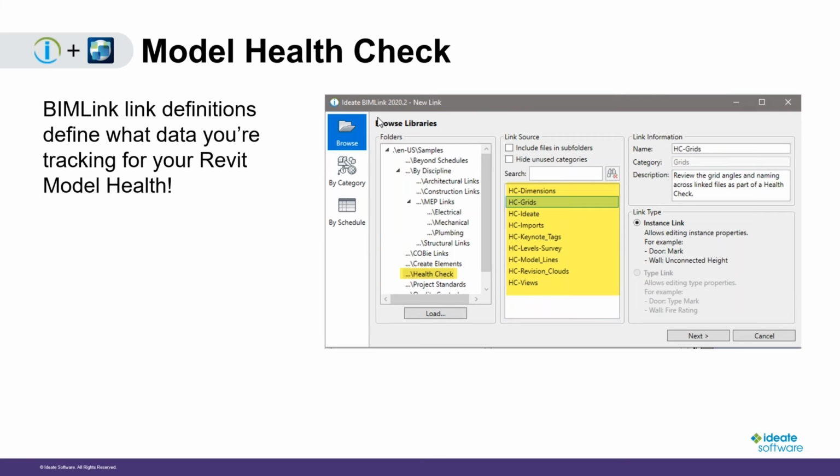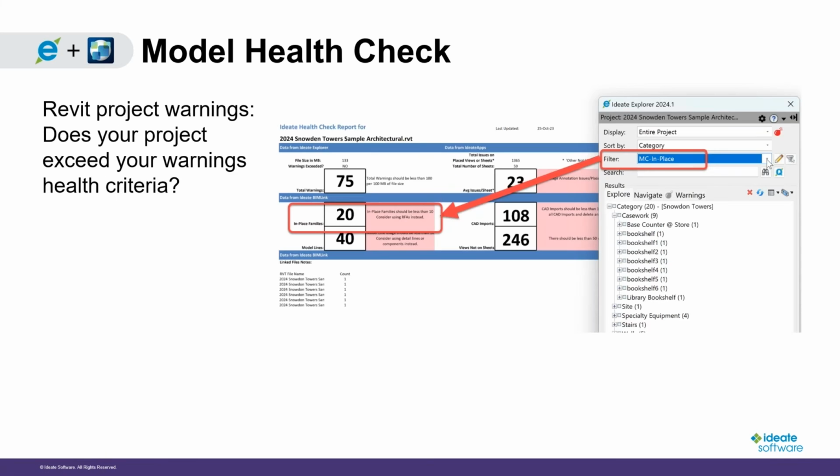Next, we have health check, in a similar fashion to all the other ones. There are HC, which is health check, definitions on the stuff that we are looking to track, and all this information is getting exported from BIMlink. Other health check information that we track, for example, is in-place families. So that's what that kind of looks like. You can even verify with our other tool, Ideate Explorer.